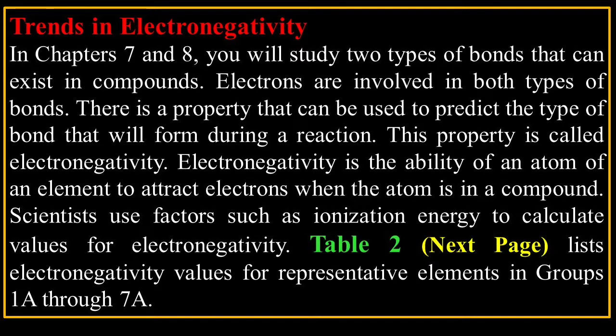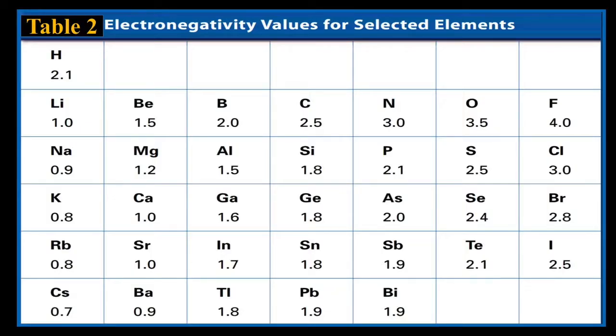Table 2, next page, lists electronegativity values for representative elements in groups 1A through 7A. The plot is thickening. Okay. Here's the electronegativity. Notice fluorine is 4. That's in the upper right. Notice cesium is 0.7. That's the lower left. And the electronegativity trend tends to decrease diagonally going from fluorine to cesium, taking into account nuclear charge and shielding effect, etc.